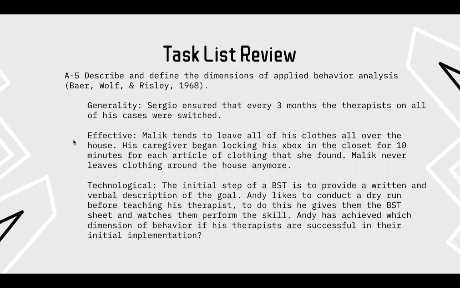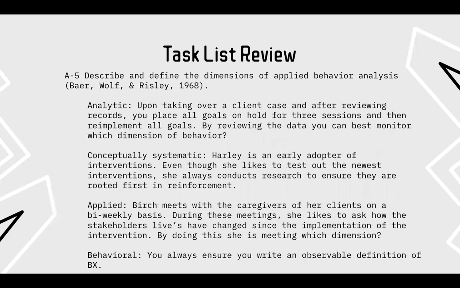Our example here, the initial step of BST is to provide a written and verbal description of the goal. Andy likes to conduct a dry run before teaching a therapist. To do this, he gives them the BST sheet and watches them perform the skill. Andy has achieved which dimension of behavior if the therapists are successful in their initial implementation? So if I can just give you the sheet and you're able to implement it, that means we've certainly met the technological dimension. It's easily followed, it's easily replicated. So there is that.